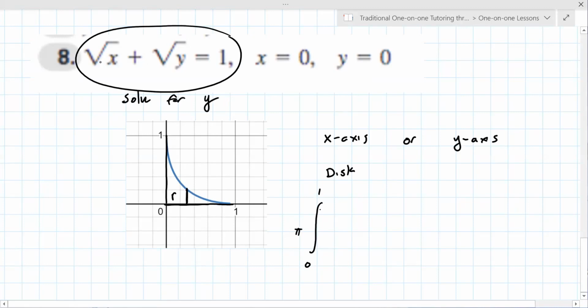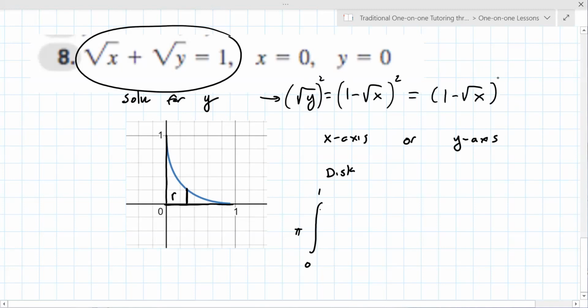So you're going to subtract the square root of x from both sides. That gives you the square root of y equals 1 minus the square root of x. Then you square both sides, and you get 1 minus the square root of x, squared. And that's your y.